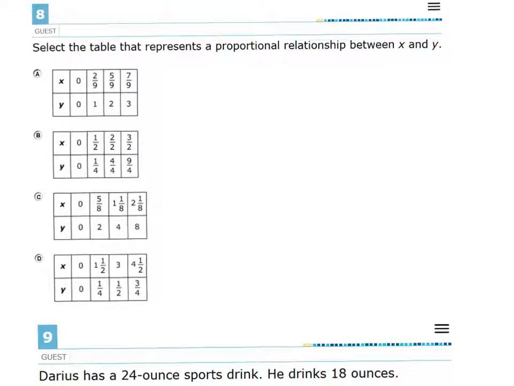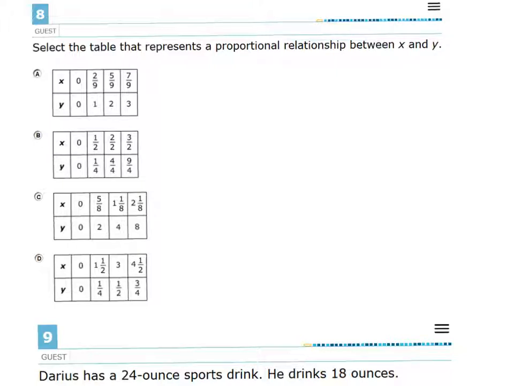All right, for question number 8, select the table that represents a proportional relationship between x and y. Now, in this case, you will have to check through all choices A, B, C, and D. And the way we would do this is finding the constant, which would be the y divided by the x.